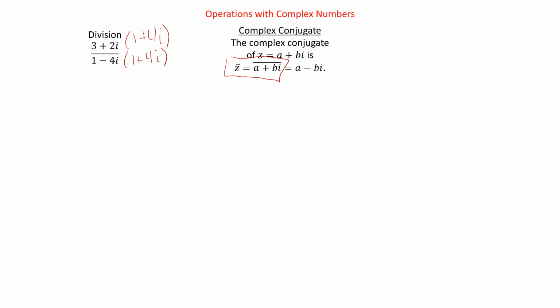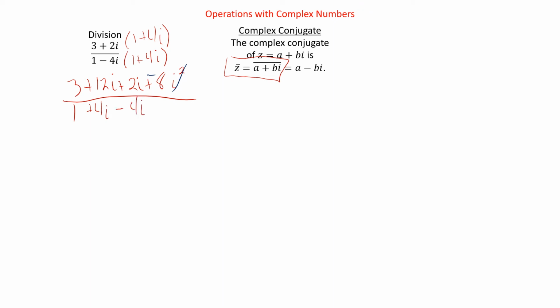We multiply the top. 3 times 1 is 3. 3 times 4i is plus 12i. 2i times 1 is plus 2i. 2i times 4 is plus 8i squared. But that's going to be a minus 8. And then the denominator, 1 times 1 is 1. 1 times 4i is plus 4i. Negative 4i times 1 is minus 4i.